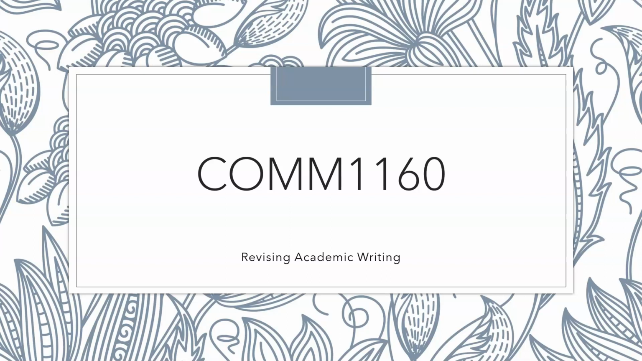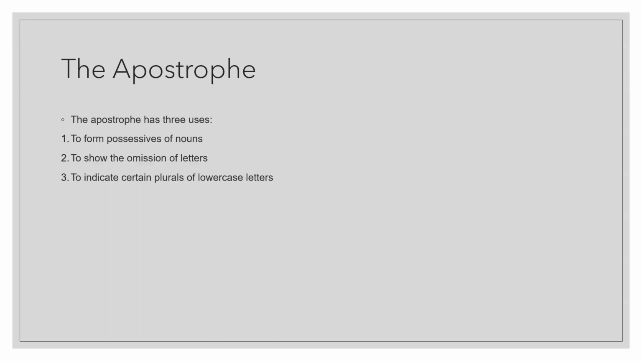We're going to continue talking about revising academic writing, and in this video, we're going to focus on the apostrophe. The apostrophe has 3 uses in the English language. The first is to form possessives of nouns, so to show ownership. The second is to show the omission of letters, so when you have a contraction, when you're jamming 2 words together. And then third, to indicate certain plurals of lowercase letters. We don't worry about that one so much.